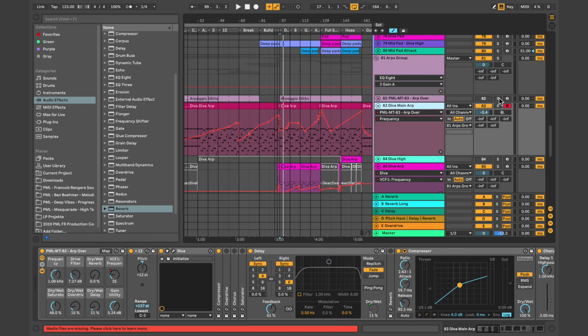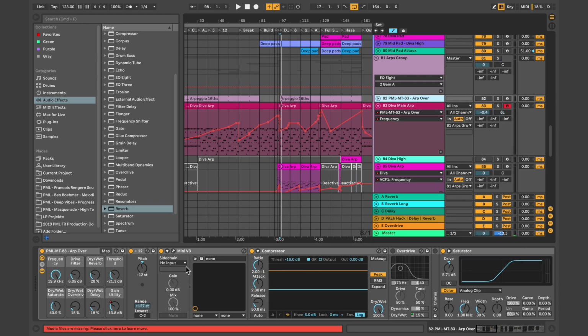Oh, this one is not playing, by the way. Yeah, I'm not using this one here. I'm using this. But see, there's even something active that we are not playing, and we could also deactivate it.